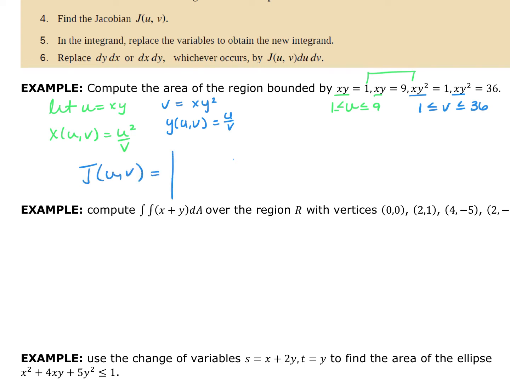I'm going to do the derivative of x with respect to u first, so it'd be 2u over v. Then the derivative of x with respect to v is going to be negative u squared over v squared. Now I'm going to find the derivative of my y with respect to u first, which is 1 over v, and then minus u over v squared.